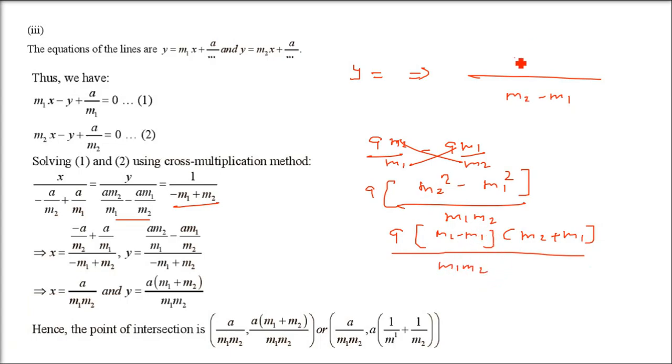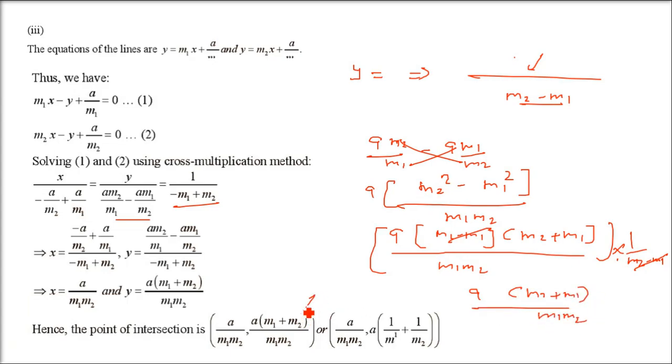Now you have in the denominator m2 minus m1, so we can cancel these two. It will be a times m2 plus m1 by m1 m2, and this is the second one. This is the final one. If you want to resolve it, you can do it, but this is the final one. What you can do is divide this numerator by the denominator. So m2 by m1 m2 will be 1 by m1, and m1 by m1 m2 will be 1 by m2. So this is the result.